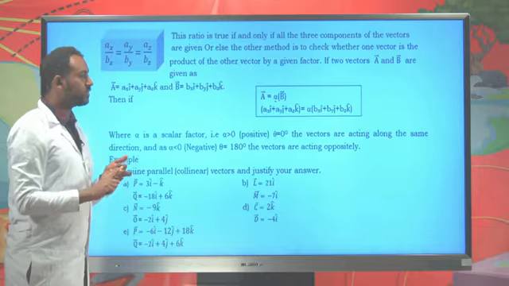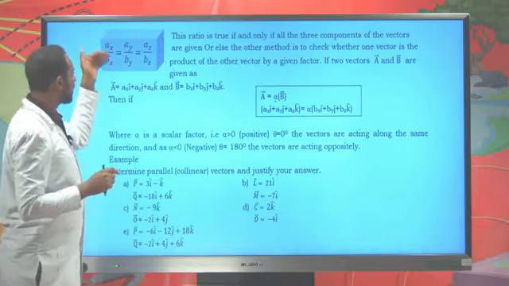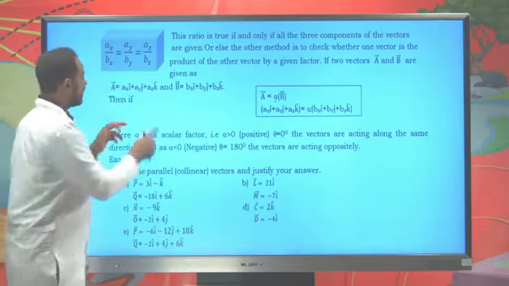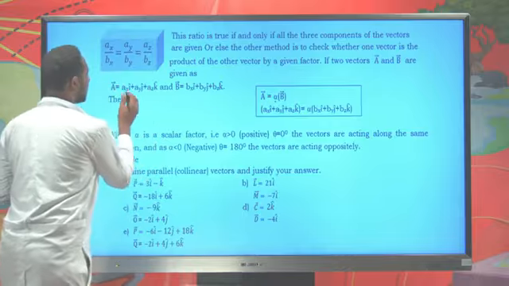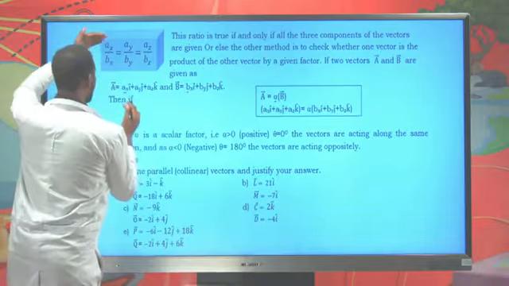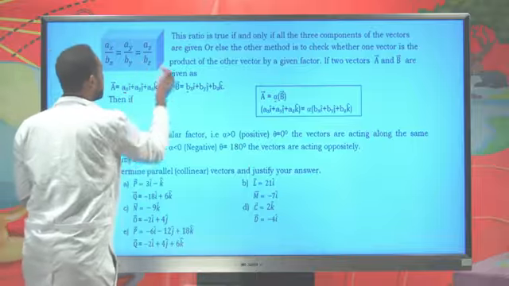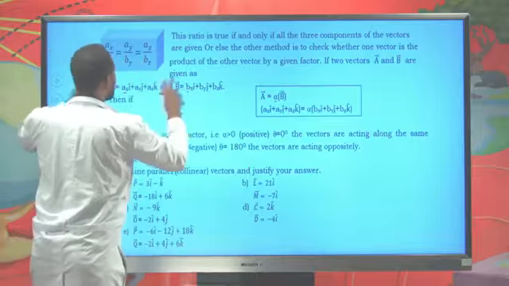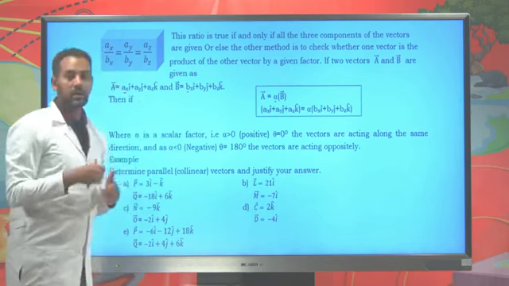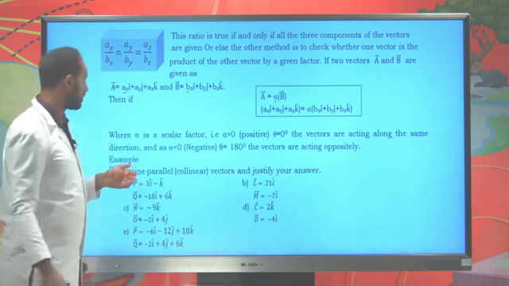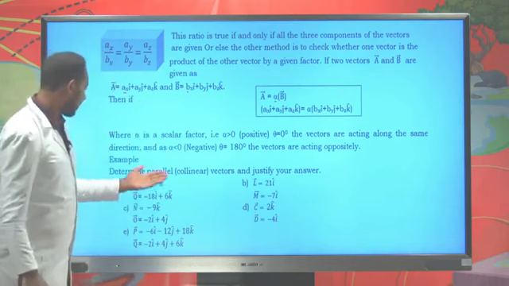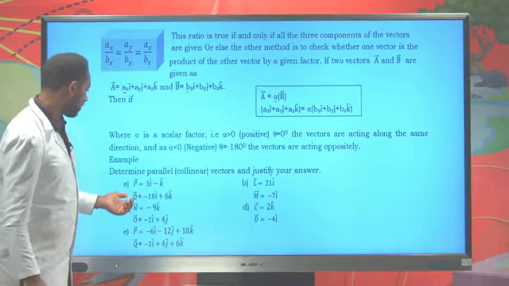The other technique is to check the ratio of each component. Here you have the two vectors. We can use ax over bx, the ratio of the x components. If it equals ay over by, and that equals az over bz, then we can say that the two vectors are parallel vectors. So it's possible to check whether these two vectors are parallel or not.